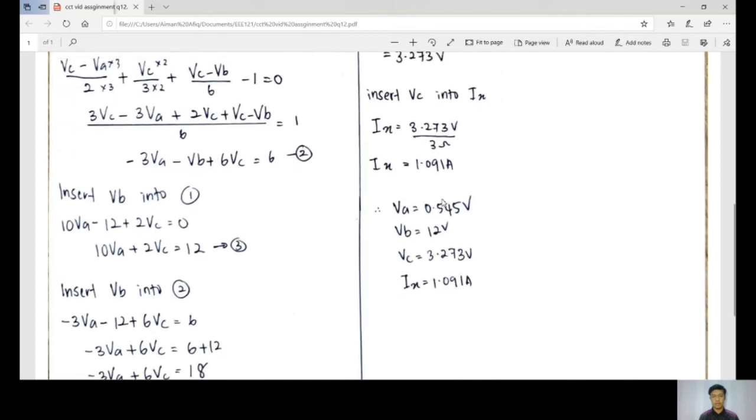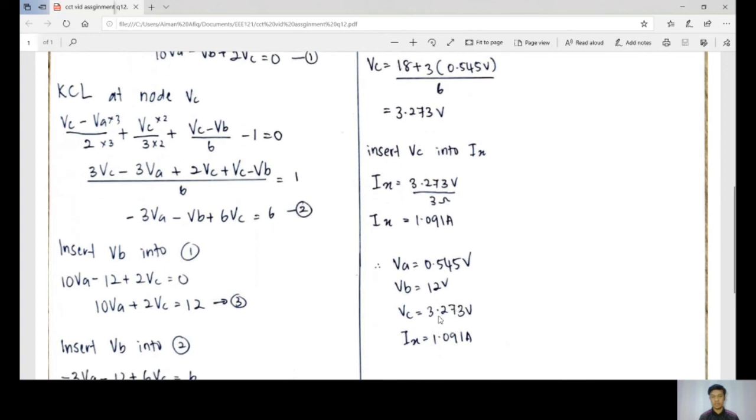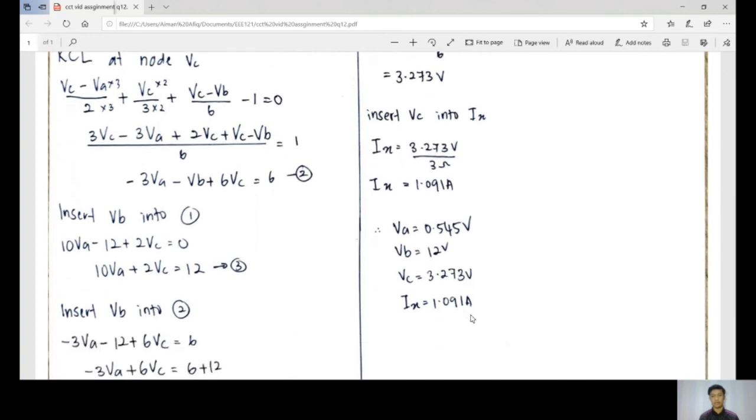Therefore, the value of VA is 0.545 volt, VB is 12 volt, VC is 3.273 volt, and Ix is 1.091 ampere. That's all for my calculation for question 12. Thank you for watching.